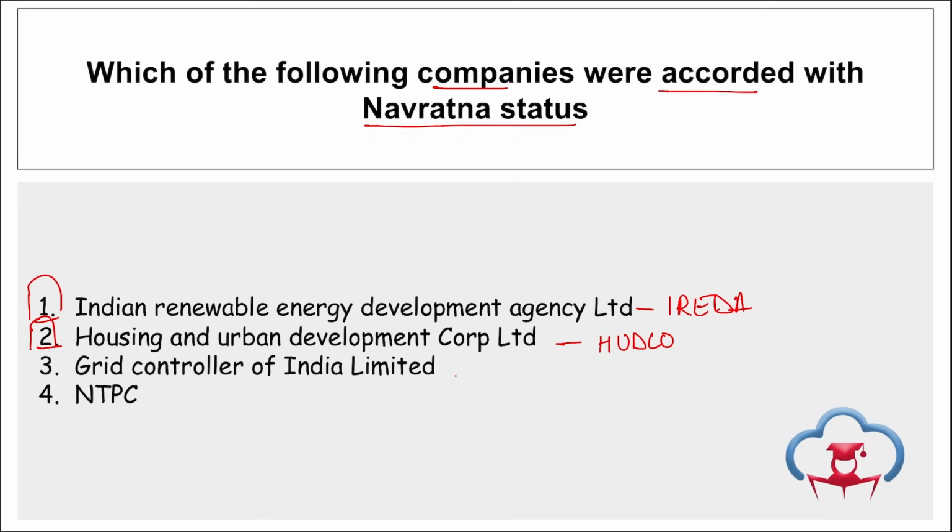If we talk about Grid Controller of India Limited, remember they have been categorized as the Mini Ratna Category 1 CPSE under the Ministry of Power. Right? Take a note of this.